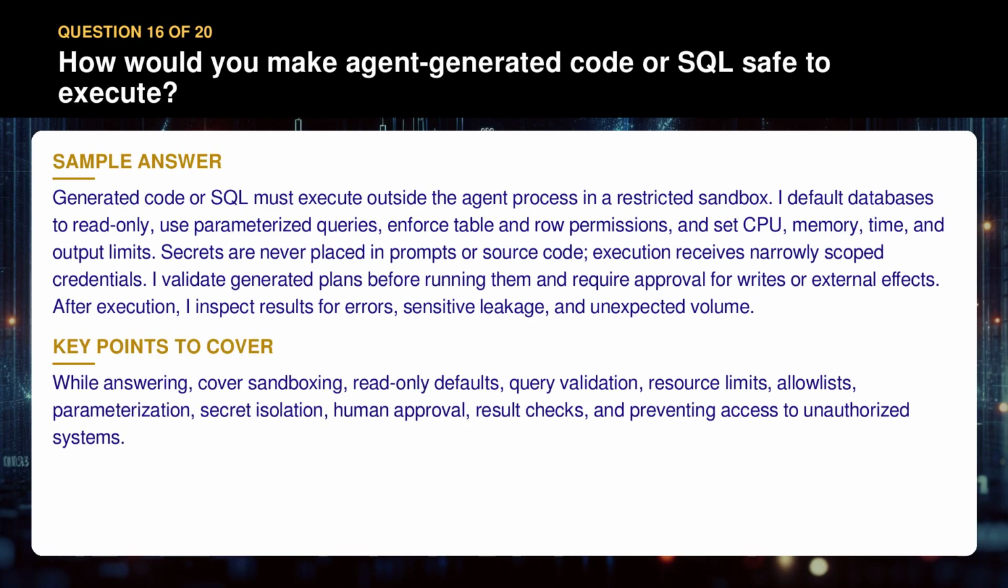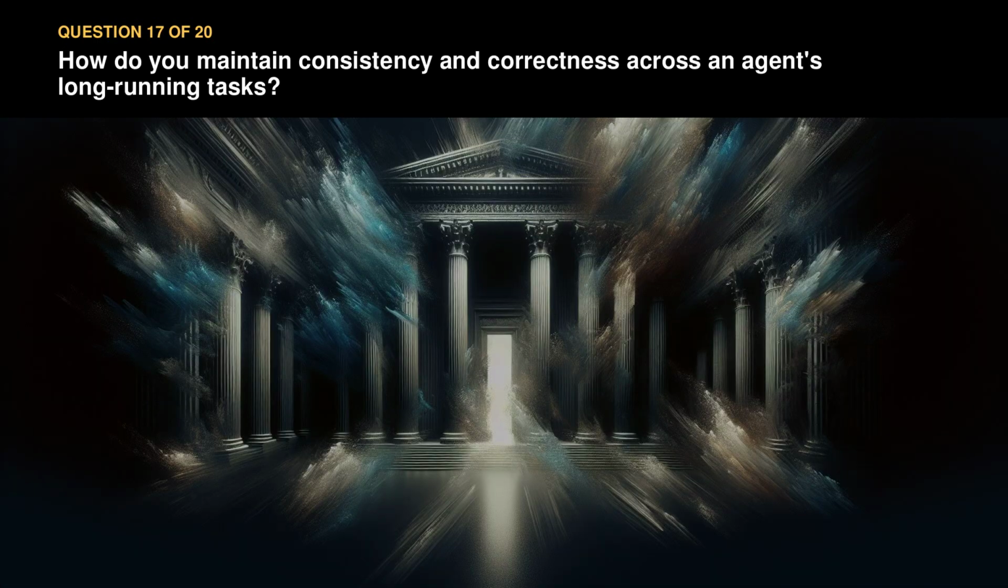While answering, cover sandboxing, read-only defaults, query validation, resource limits, allow lists, parameterization, secret isolation, human approval, result checks, and preventing access to unauthorized systems. Question 17. How do you maintain consistency and correctness across an agent's long-running tasks?